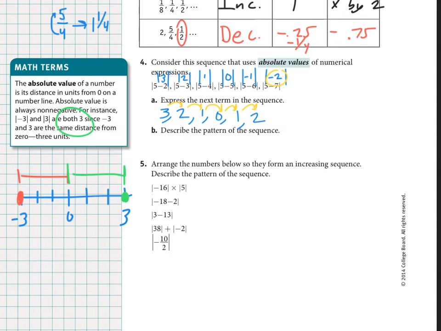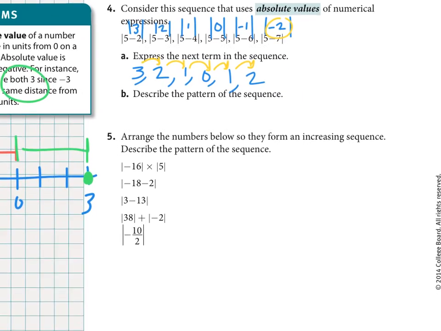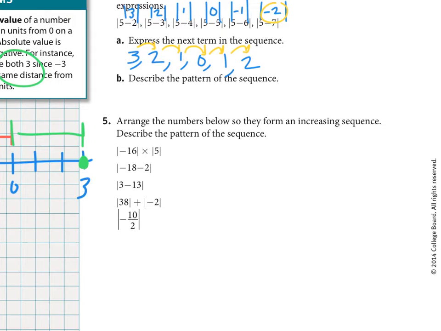All right, number 5 here, let's see what we have to do. They want us to arrange the numbers below so they form an increasing sequence. Then describe the pattern. So let's evaluate each of these on their own. First one here, the absolute value of negative 16 times the absolute value of 5. Well, the absolute value of negative 16, again, negative 16 is 16 units from 0. The absolute value of 5 is 5. 16 times 5 equals 80.